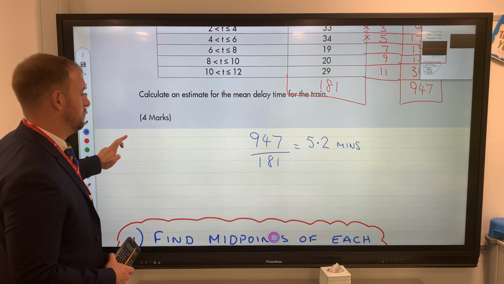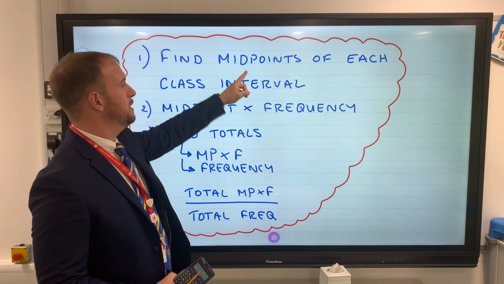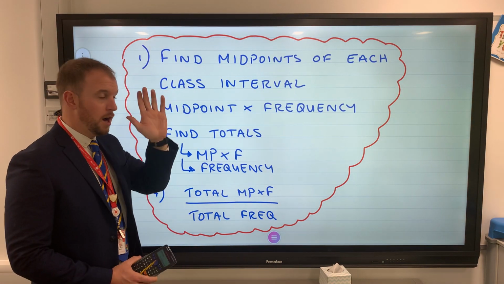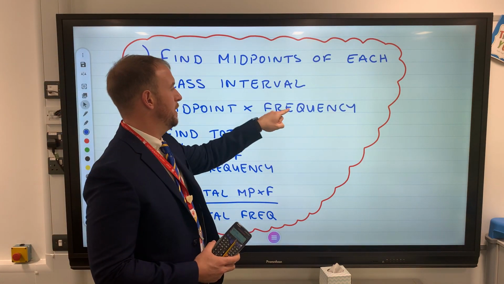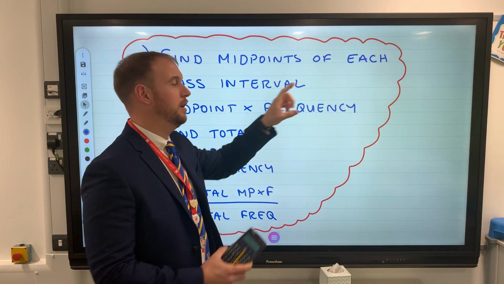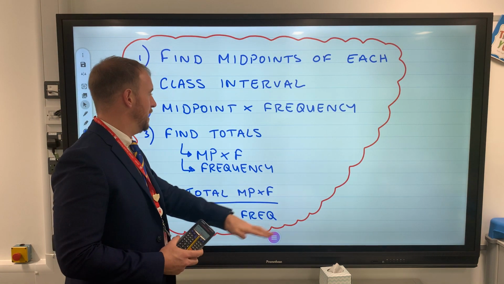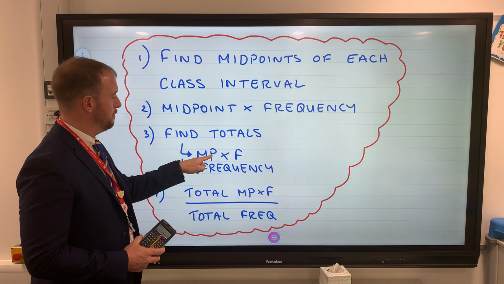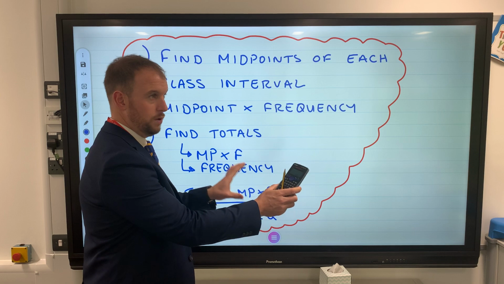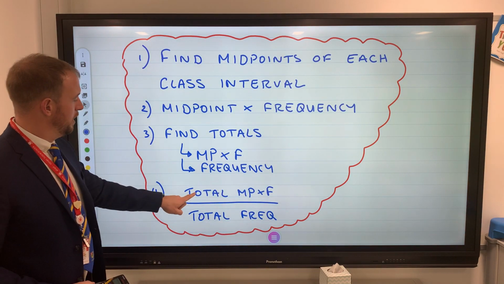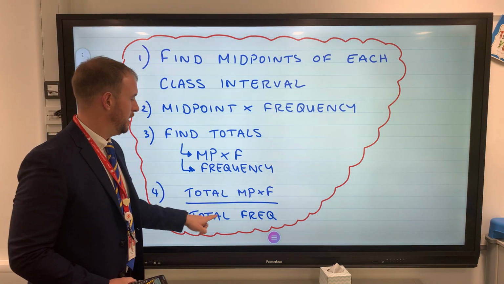What I've done, I've written down the steps here for you. So the first thing we did, we found the midpoints of each class interval, halfway between the two. Second step, we then had the midpoint multiplied by the frequency. Remember, we extended our table to fill in this information. Step 3, find the totals by adding them all up. So we found the total of the midpoint times the frequency, remember at the bottom there. We found our total frequency, so our total at the bottom. And step 4, total of the midpoint times the frequency, divided by the total frequency.